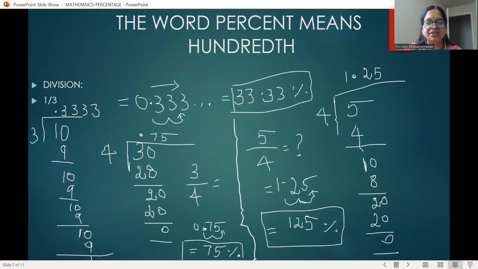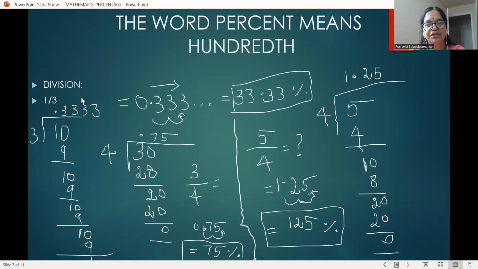Next, I want to explain the division, how you do it. So here, 1 by 3. When you divide 1 by 3, you will get an infinite value. It will go on non-stop. See, 0.33333. So this 1 by 3 is in the fraction form, right?